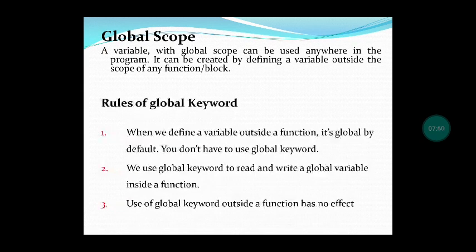There are also some rules for using the global keyword. When you are defining the variable outside the function, the global keyword is not necessary. It is not compulsory when you are declaring. But if you are declaring inside the function as a global variable, you have to use the keyword global. Then only the interpreter will understand that it is a global variable.